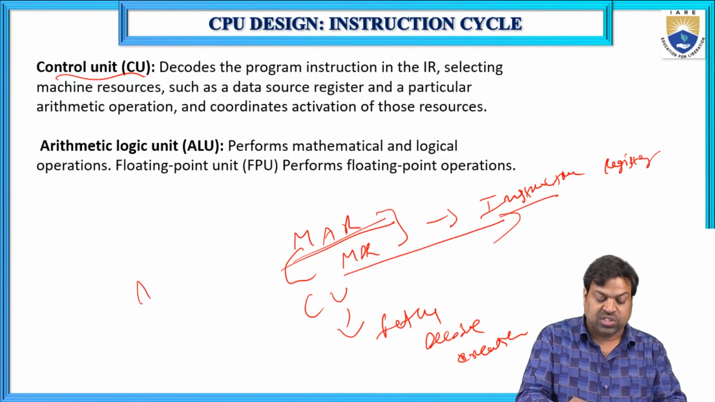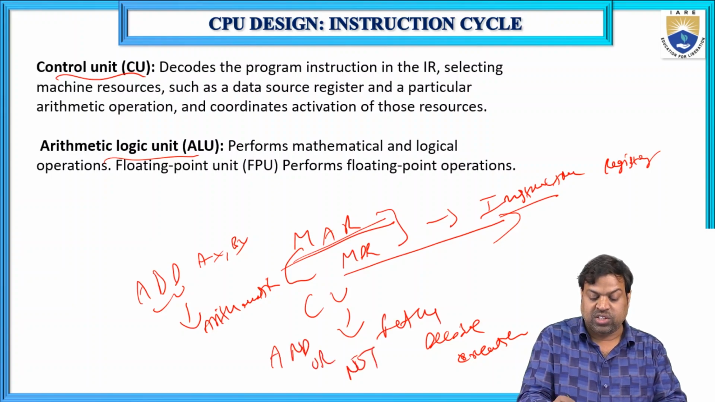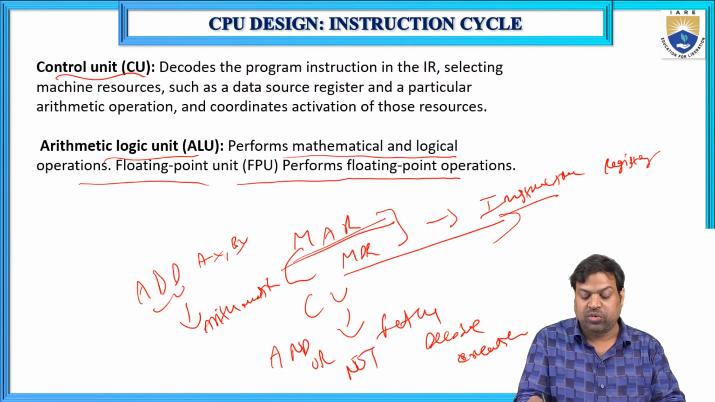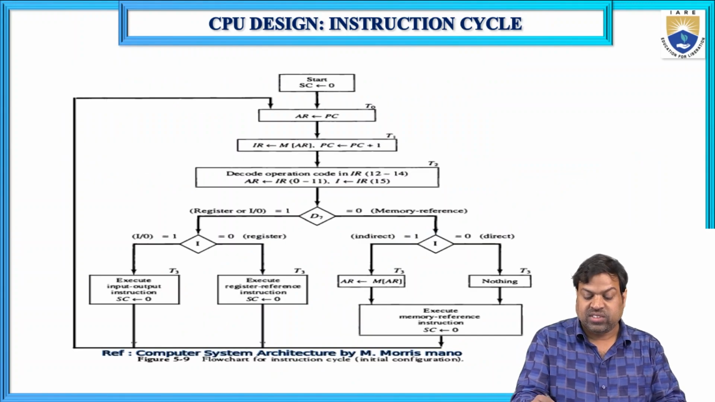Arithmetic logic unit means, for example, add AX comma BX. Is it an arithmetic operation? Yes, it is an arithmetic operation. So the arithmetic logic unit will perform the arithmetic operations or logical operations, like AND, OR, NOT gate. So these are the logical operations, and the floating point unit performs the floating point operations.